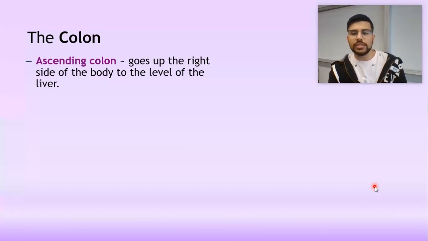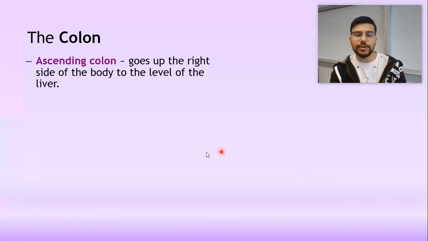Now let's get into the colon itself. This is the large intestine. The first part is this part that goes upwards. We call this the ascending colon. It's on the right-hand side of your body.